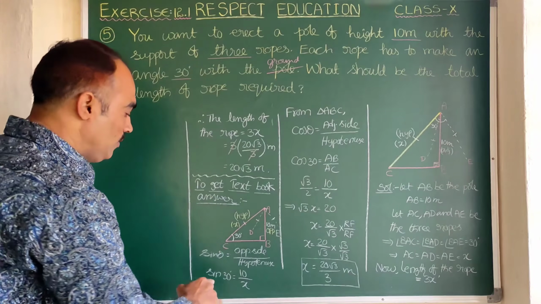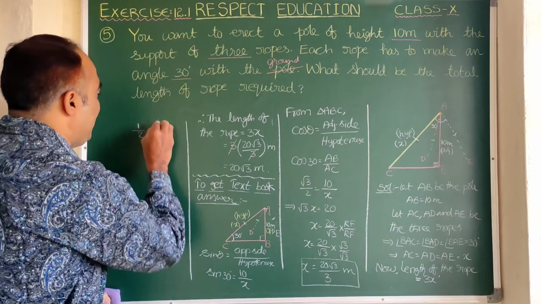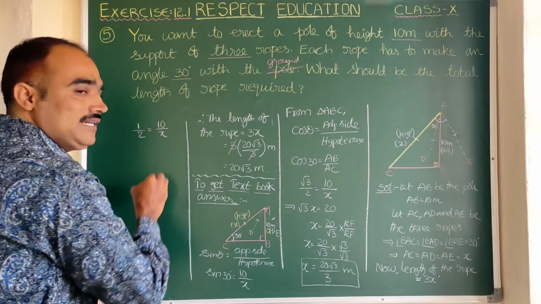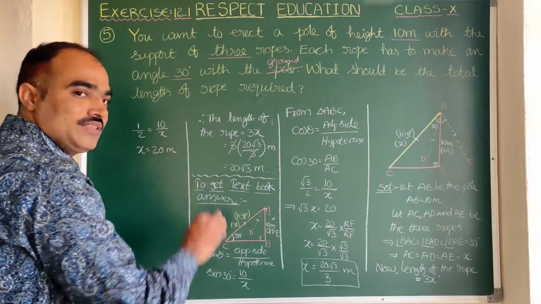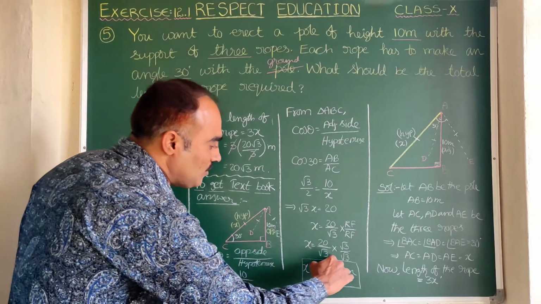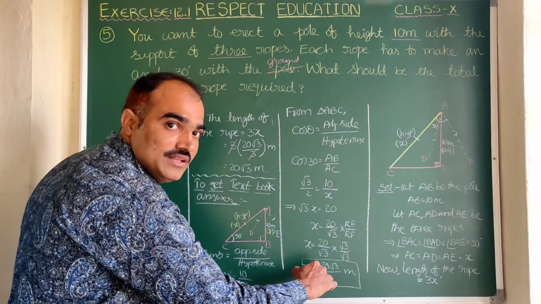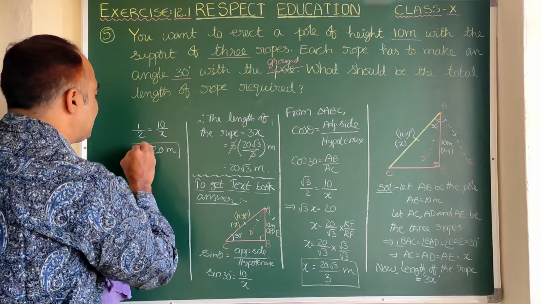Now as we know, sin 30 is 1 by 2. So 1 by 2 is equal to 10 by x. On cross multiplication, x equals 2 times 10, that is 20 meters. Clear? So here you see, earlier we got x as 20 root 3 by 3 meters. That is the earlier case. Now here we got x as 20 meters.